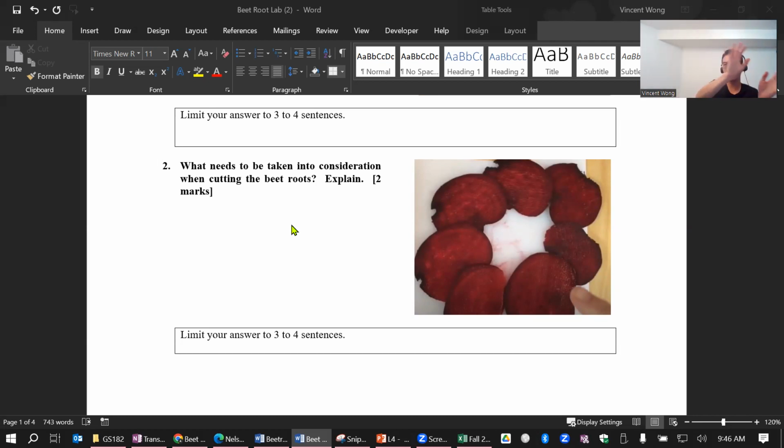you can watch the video and see how she cuts it, but I don't want some pieces to be too big. I don't want some pieces to be too small. Why not? How is that going to affect the experiment? So you need to say what needs to be taken into consideration when cutting the beetroots. You should make sure that the beetroots are blah blah blah, and then you explain. If it's not prepared this way, the results could be affected because blah, blah, blah. Any questions so far? Am I making sense here? Do you know what you have to do?